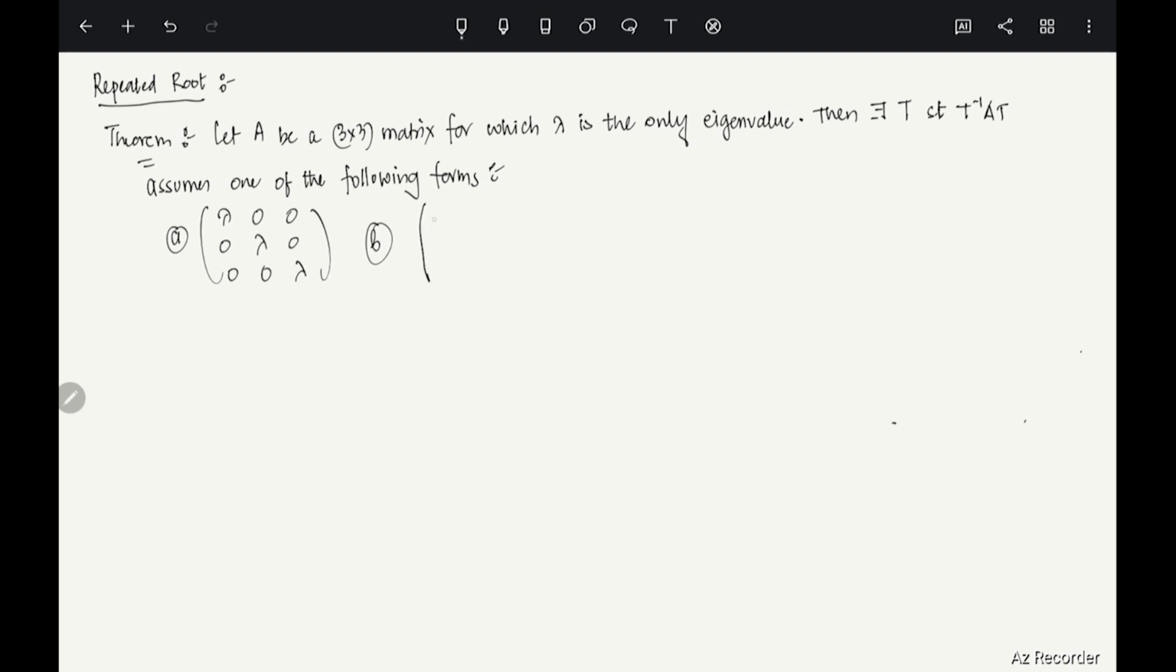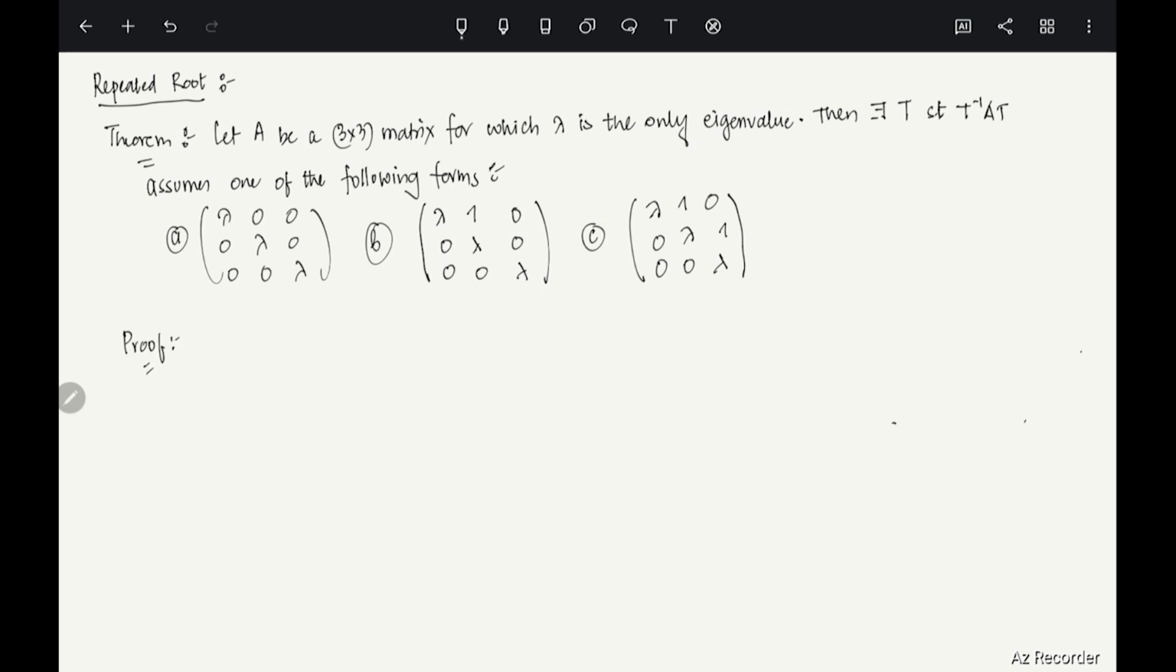Now the other case should look like this: lambda 1 0, 0 lambda 0, 0 0 lambda. Clear? And the third case will look like this: lambda. So you see, in all the cases they are going to be triangular matrices, just different kinds of triangular matrices. The first one is of course the easy one, the diagonal matrix. Okay, right. So let's look at the proof of this. Yes, proof.